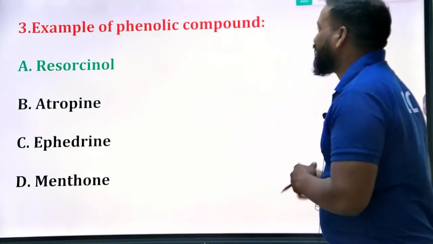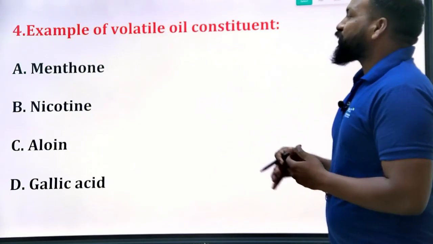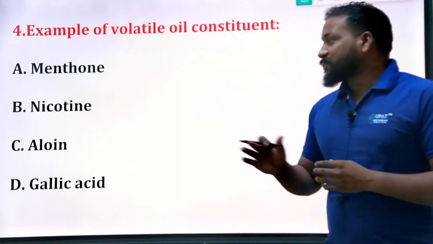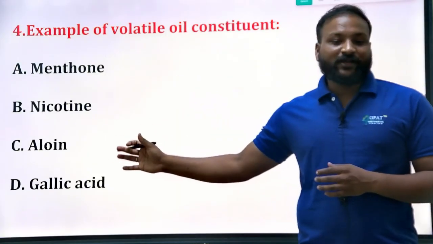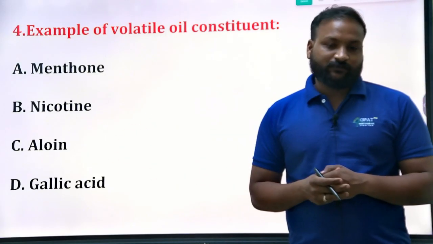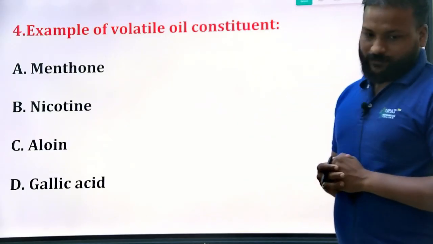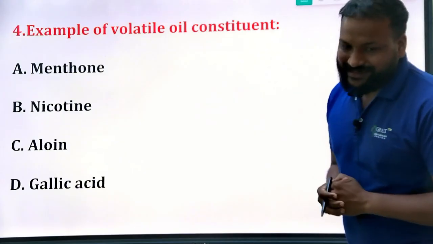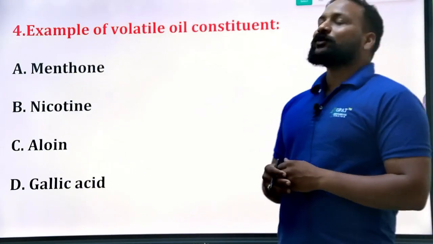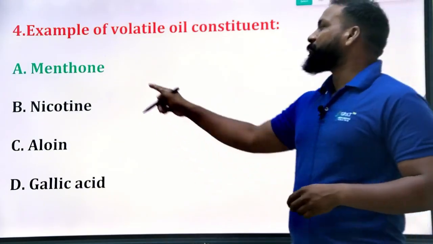Yes, now next question. Example of volatile constituents. Which of the following is an example of a volatile constituent, a volatile oil compound? Undoubtedly option E, because just now we came across menthone.